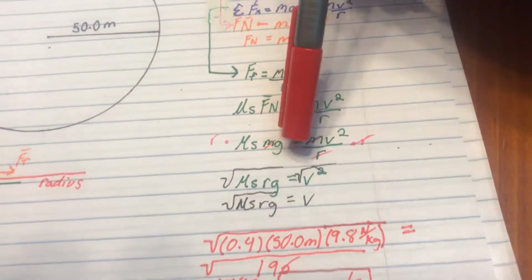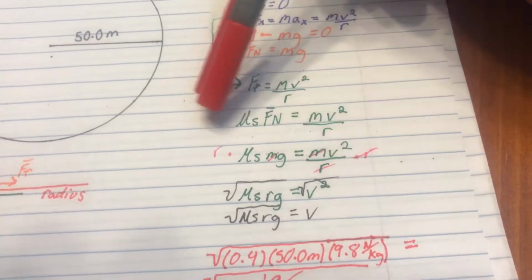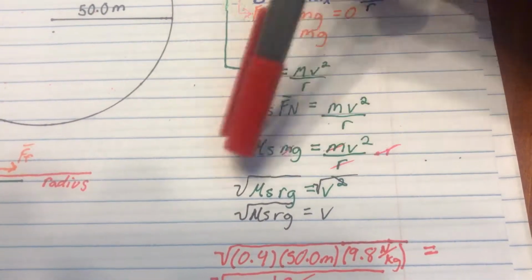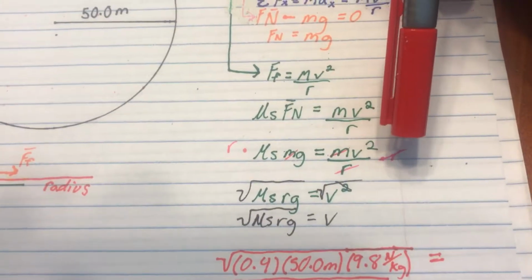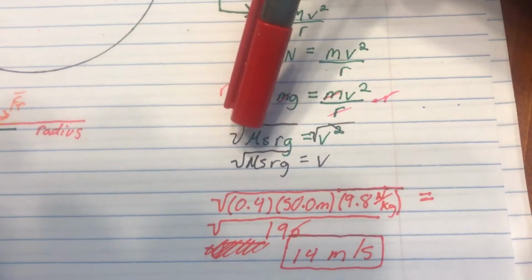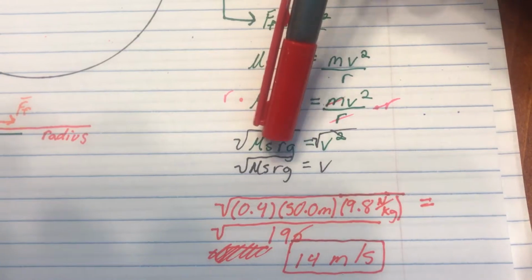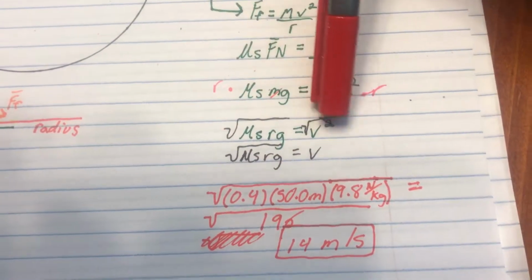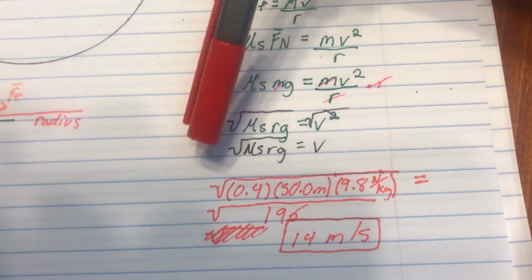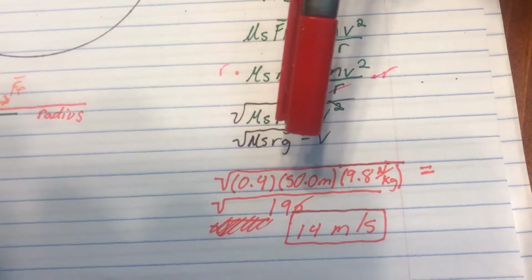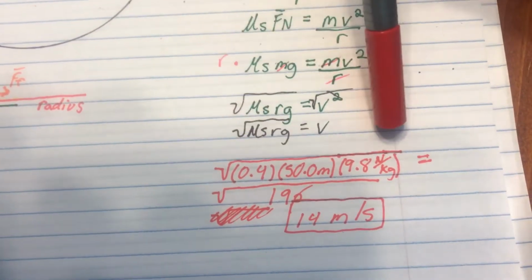My normal force is mass times gravity, and then I carried everything else down to get rid of m, because m's on both sides, and then I multiplied the radius to both sides to cancel the radius on this side, and that leaves me with velocity squared equals coefficient of static friction times radius times gravity. Then I took the square root of both sides to cancel out the square, so my velocity equals the square root of the coefficient of static friction times the radius times gravity, and that's my final formula.